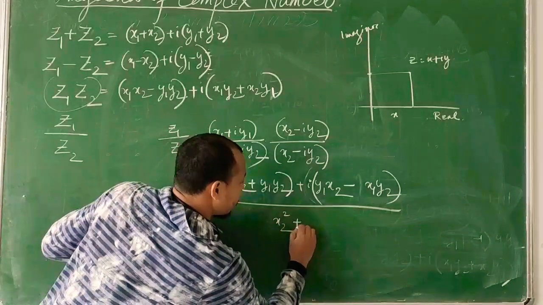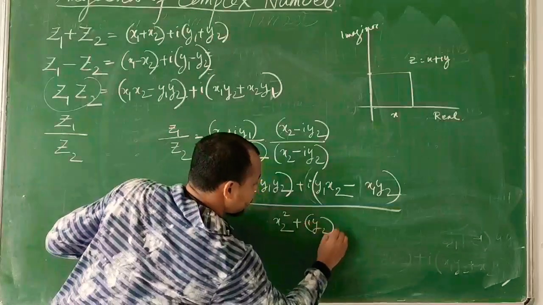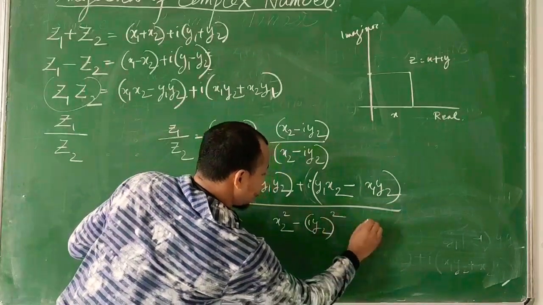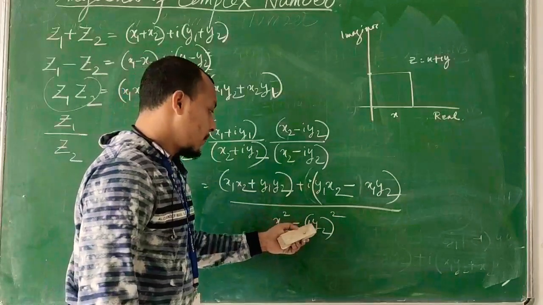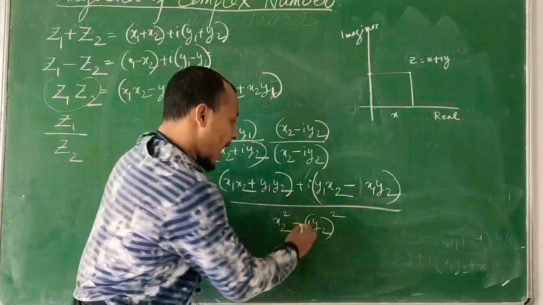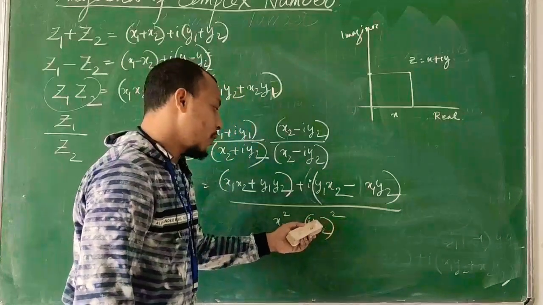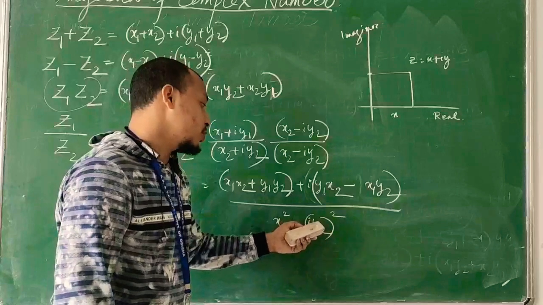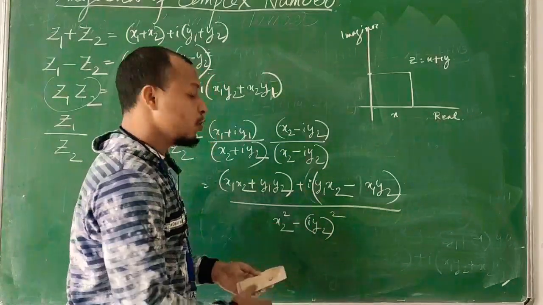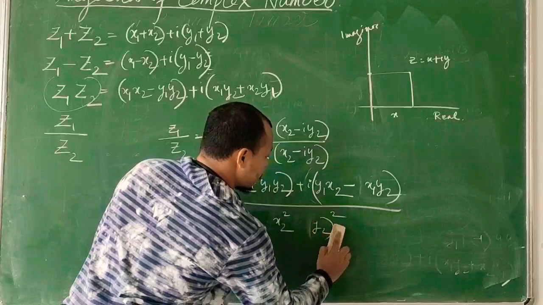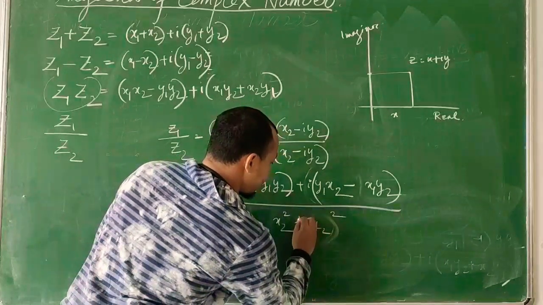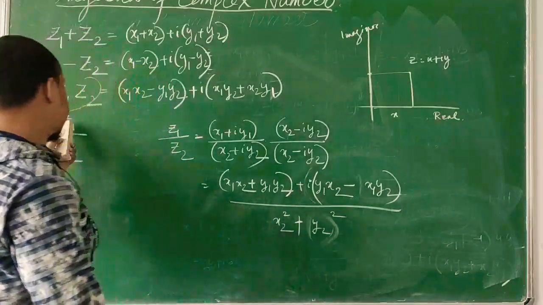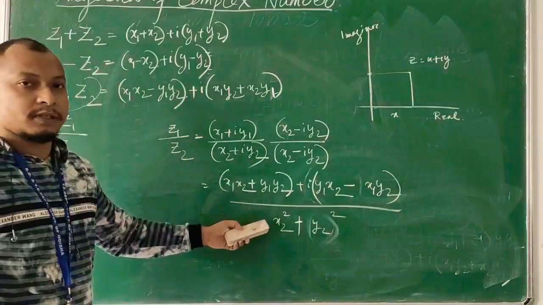x2 square minus i y2 square. So x2 square stays, and y2 square, with i square becoming minus 1, so minus and minus is equal to plus. So these things will become like this. So this is our final answer: z1 by z2 is equal to this.